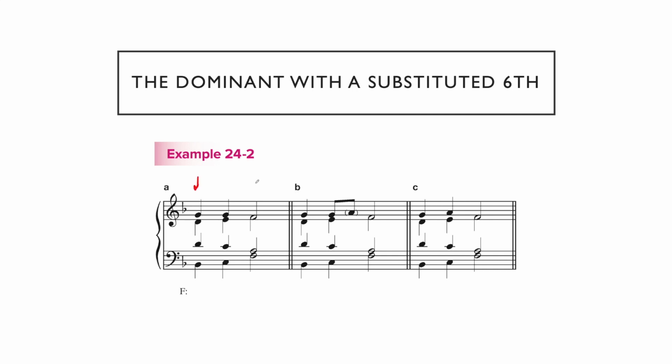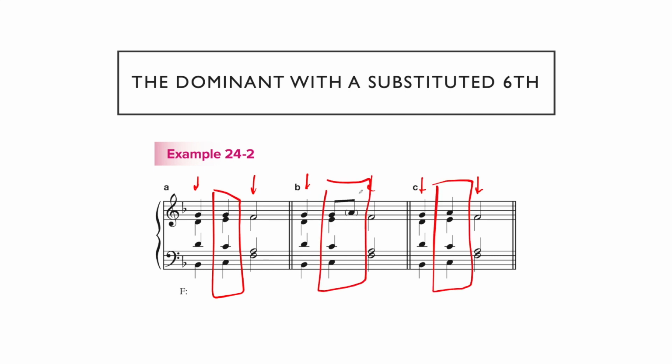The first chord and the last chord are always the same. Let's take a look at the middle one. The first one is 2-6, the second one is 5, and the last one is our tonic chord.